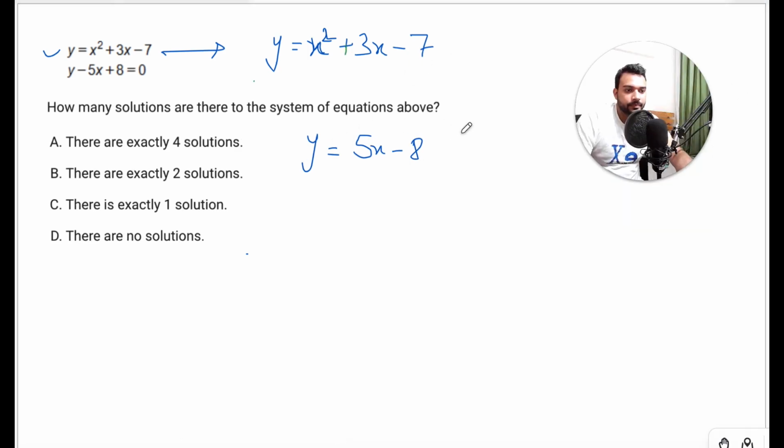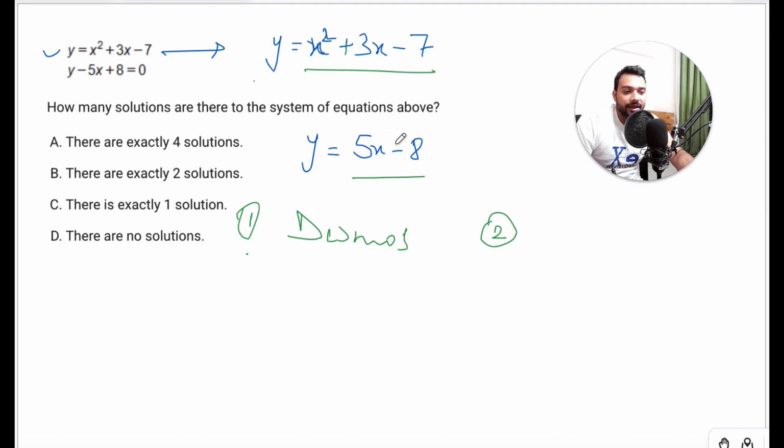Okay. The best way to do this question is by using the Desmos graphing calculator. Okay, so Desmos, this is one way to do it. Second way, which is also fast, not as fast as Desmos, is to find the discriminant of the resulting equation, because this here is a linear equation, this is a quadratic. At the points at which they intersect, we can equate both the y's. So doing that, 5x minus 8 is equal to x squared plus 3x minus 7.